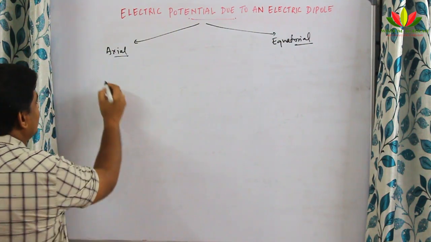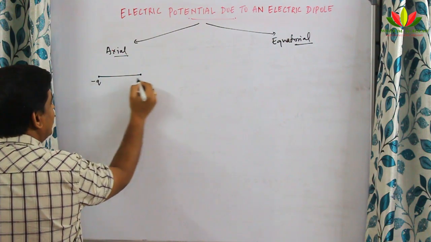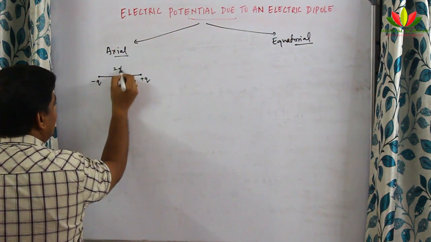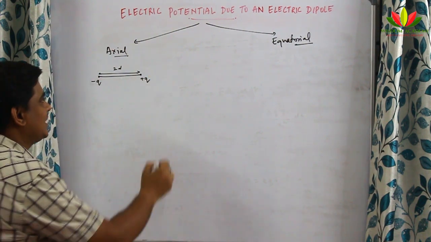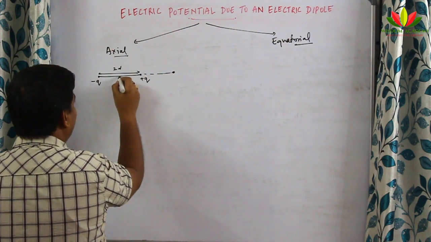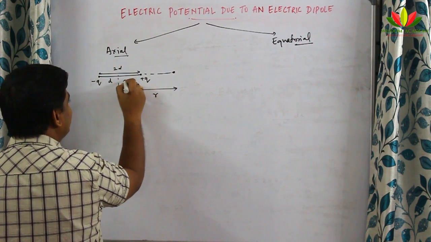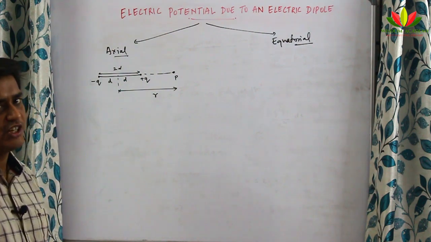Let us find that. Let us assume there is a dipole like this with minus q and plus q, and the distance of separation between them is 2d, from here to here. Now an axial point means a point on its line of action, somewhere here, and from the center of the dipole it is taken as r. You remember, this was d, this was d, and this was r. Let this point be P, and we want to find the electric potential at P.